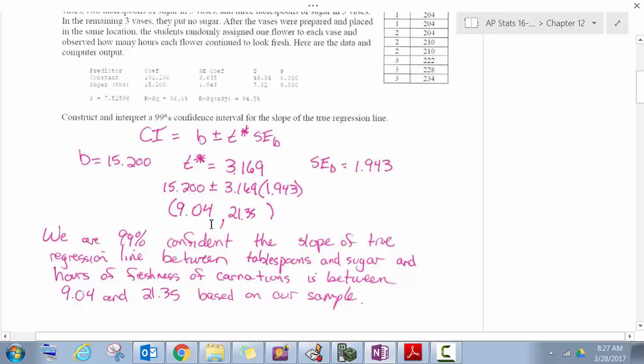We are 99% confident the slope of the true regression line between tablespoons of sugar and hours of freshness of carnations is between 9.04 and 21.35 based on our sample. So that should be of sugar, not and sugar. It's the same way we interpret our confidence intervals before, no different.